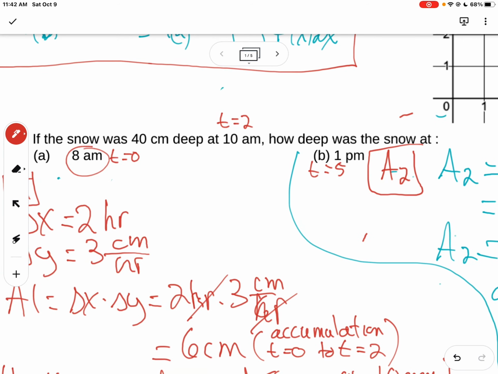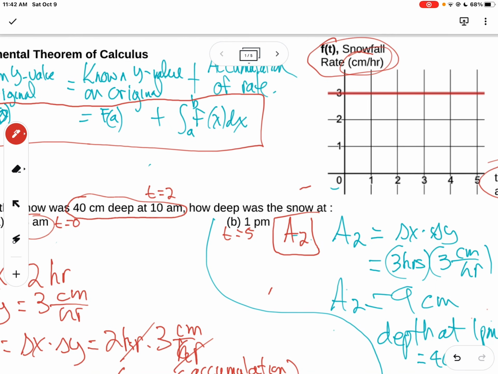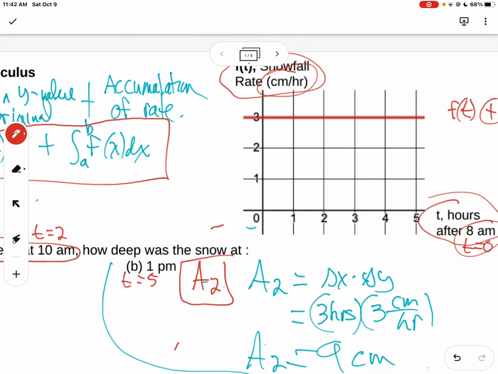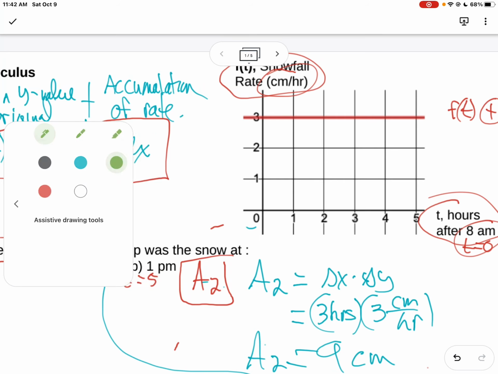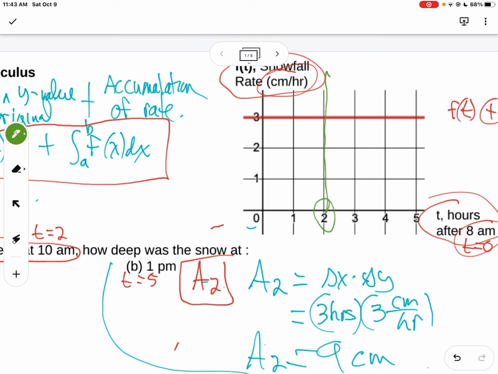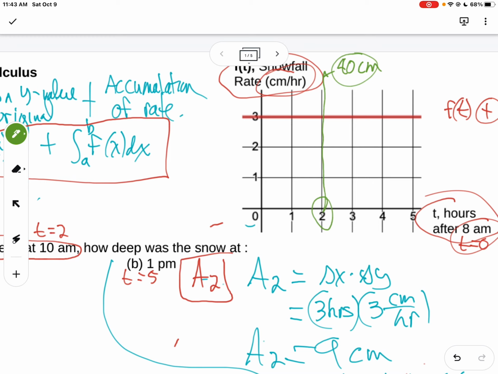So I need to figure out how deep the snow is at 8 a.m. and at 1 p.m. And one thing I do know is there's 40 centimeters of snow at 10 a.m. So I'm going to go over here to this graph. Now, can I plot that 40 centimeters on that graph? Does it make sense? No, it doesn't. Absolutely not, because that 40 centimeters is from an original function. That's the depth of snow. That's not the rate. Nonetheless, I'm going to circle that 2, because we know at 2 hours there are 40 centimeters of snow on the ground.